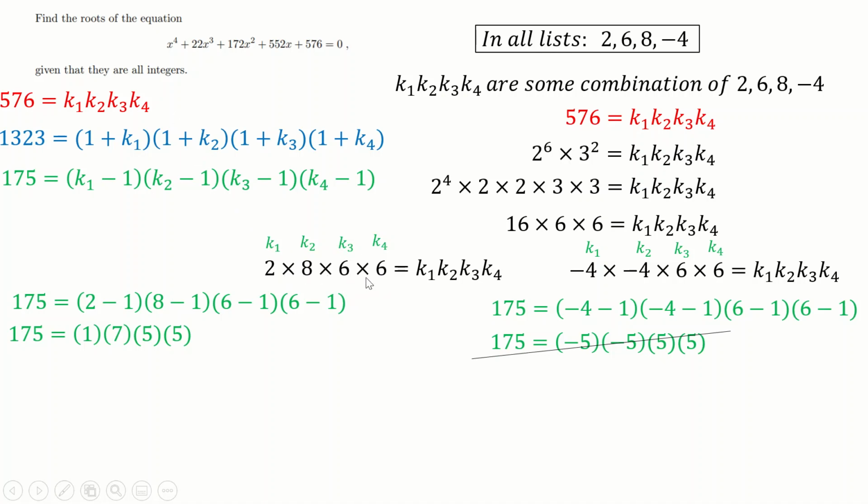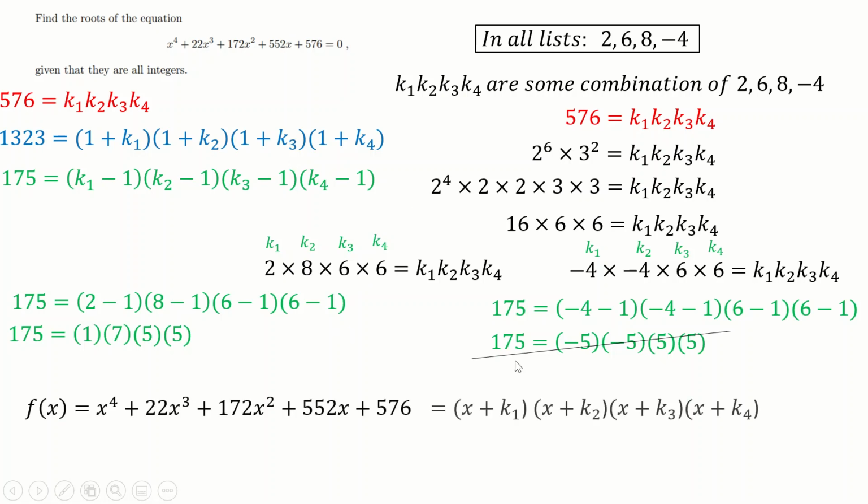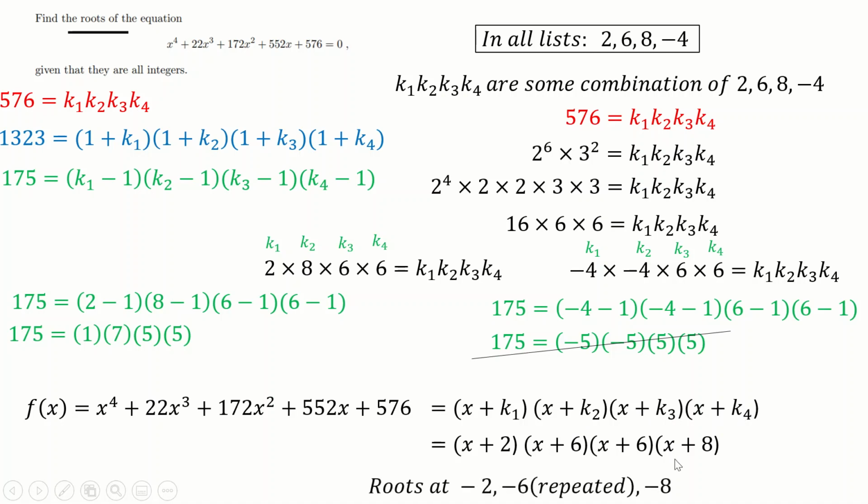These must be my k's. So going back all the way to the start, this is my function. It splits off into factored form with these k's here, but now I know these are my k's. So that's my factorization. Now, you haven't got quite full marks here, just be careful because it says find the roots. And I've talked about it before, k are not the roots, but they do help you find the roots. The roots are minus 2, minus 6 repeated, and minus 8. And we're finally done with the question.